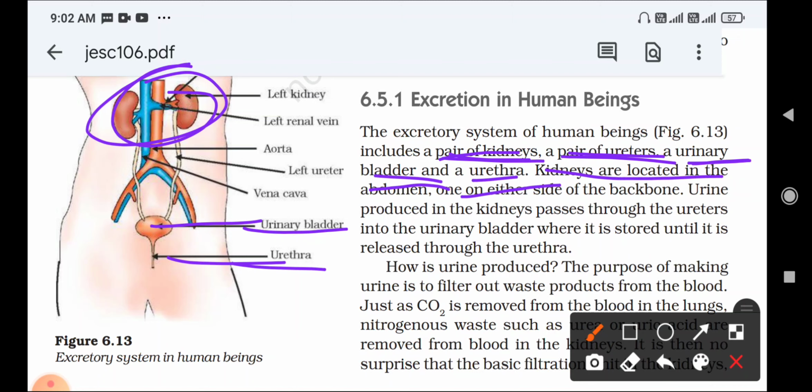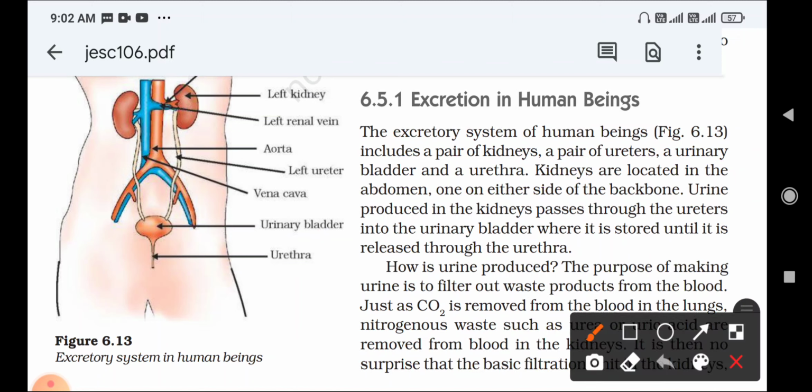Kidneys are located in the abdomen. Where are the kidneys located? They are located in the abdomen, one on either side of the backbone. This is the answer.